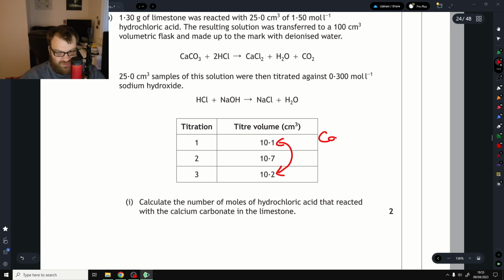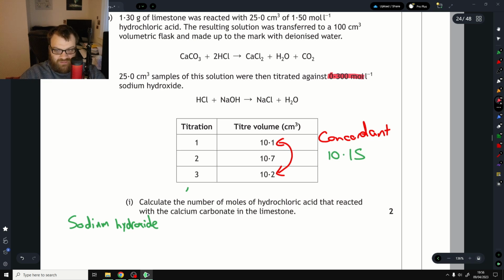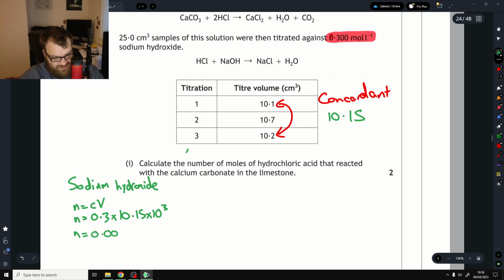First thing we need to do is decide which values we use as our titre values. We want concordant results, within 0.1 in this case of each other. That is going to be for our sodium hydroxide. I'm going to start over here. We have sodium hydroxide. Average would be 10.15. We have 0.3 mole per litre sodium hydroxide. So we're going to do n equals cV. n equals 0.3 times 10.15 times 10 to the minus 3. We want them in litres. It gives us 0.003045.